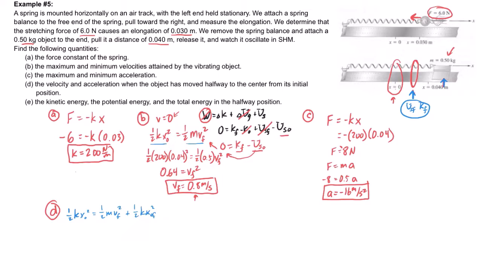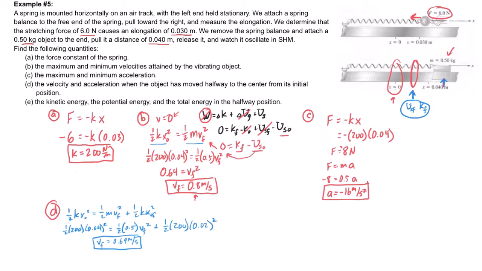Over on the left-hand side, we're going to have the 1/2 times the 200 times the 0.04 squared. Over on the right-hand side, we're still going to have that 1/2 times the mass, which was 0.5, times the velocity squared. And then we'll have the 1/2 times 200 times that x, which if it's halfway, it should be at 0.02 squared. And if you do the calculations there, you should end up with VF equals 0.69 meters per second, which is less than that 0.8 that we came up with earlier.